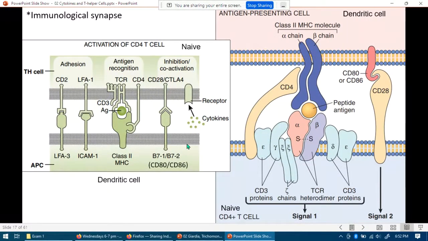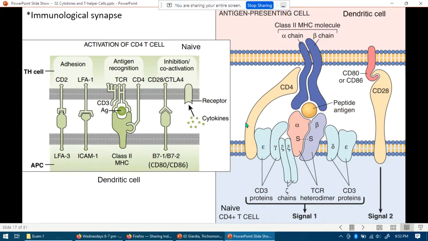And then you also have cytokines being made by the dendritic cell to help drive the differentiation of the naive CD4 positive T cell. Okay, so depending on what these cytokines are, they're going to tell the T cell what kind of T cell it needs to become.